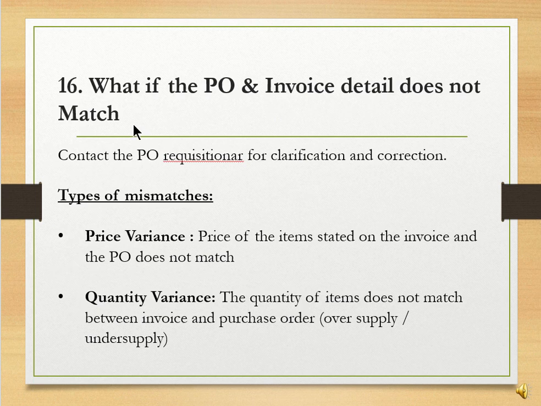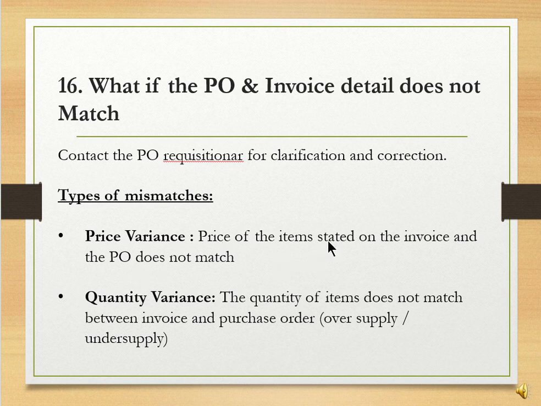Next question is, what if the PO and the invoice detail do not match? What do we do? So we contact the PO requisitioner for clarification and correction. We usually see two types of mismatch. One is price mismatch and the other one is quantity mismatch. We call it variance also.